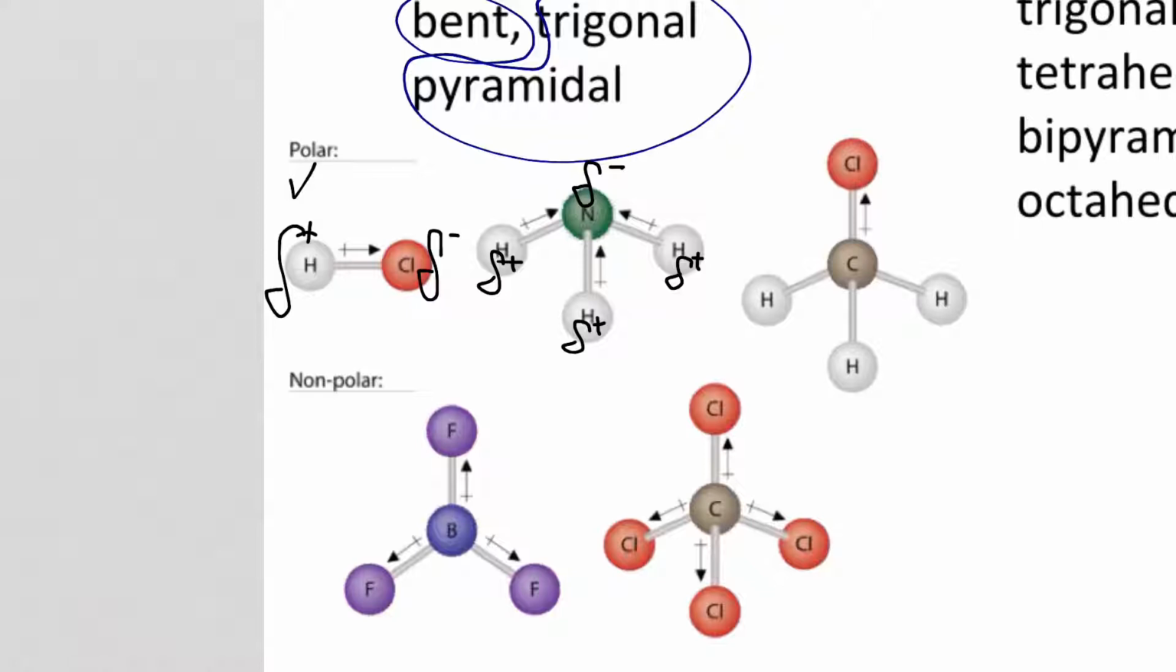When we look at this idea here, chlorine is going to be the partially negative one when bonded to the carbon. However, with carbon and hydrogen, let's erase that.